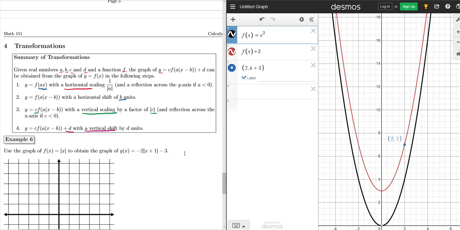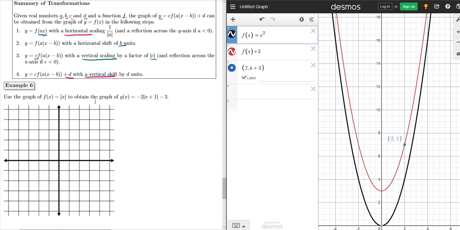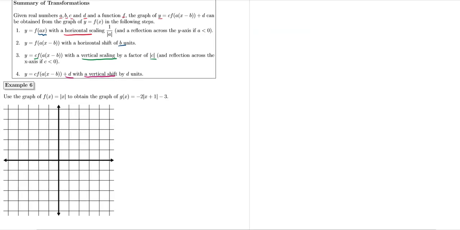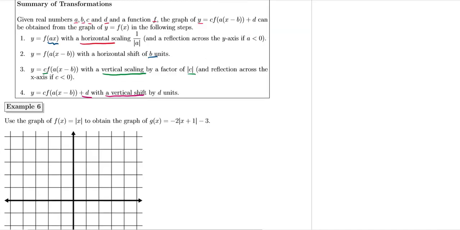Okay, so with that said, let's take a look at one example and see those changes happening in a new graph. This time around, we're going to be focusing on an absolute value graph. So we want to use the graph of f of x equals the absolute value of x to obtain the graph of g of x, which equals -2 times the absolute value of x plus 1, minus 3. And again, we'll be using Desmos, but for now, let's just do it without Desmos, and then we'll verify our work here.